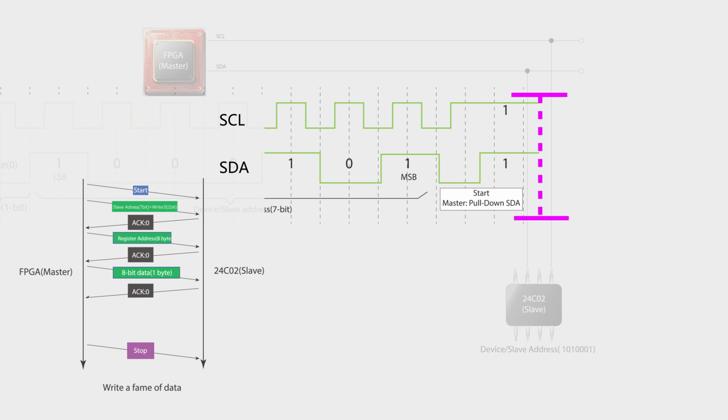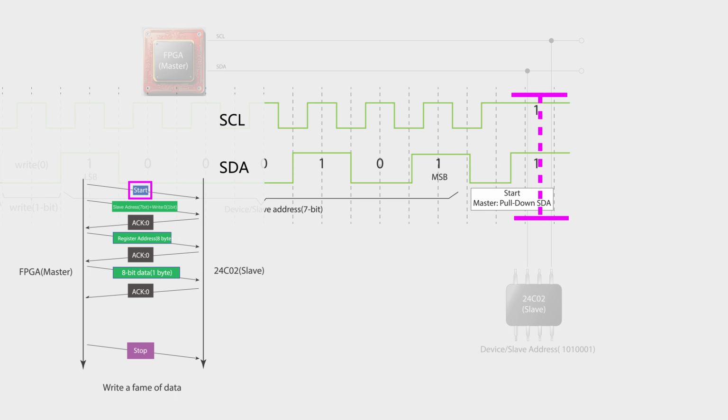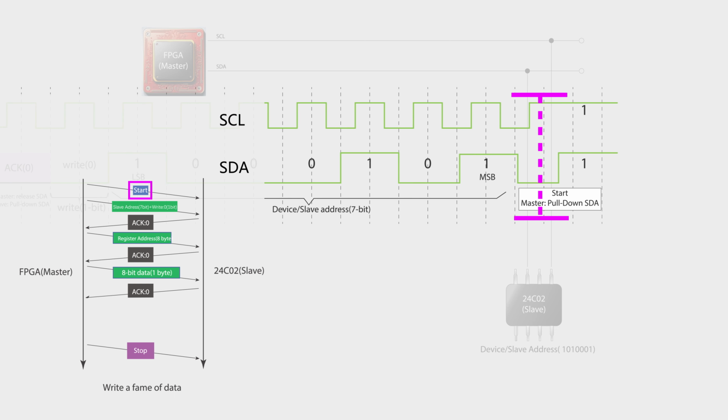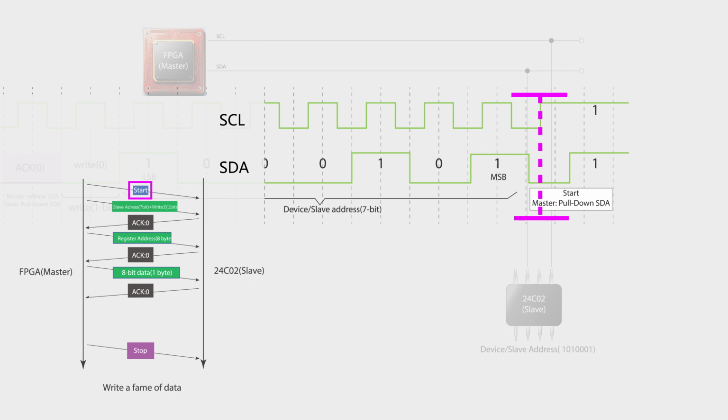Firstly, let's see how to write the data into 24C02. In the start step, data transfer on the bus starts with a start command, which is generated by the active master. A start condition is defined as a high to low transition on the SDA line while the SCL line is held high. After the start condition, SCL starts working, driven by the master as well, and the SDA starts sending data.